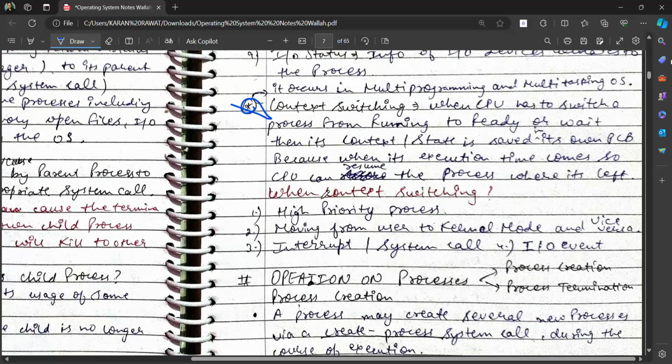Basically it can start its execution where it left off. Okay, and this complete process is known as context switching. Now the question arises: when does context switching occur?